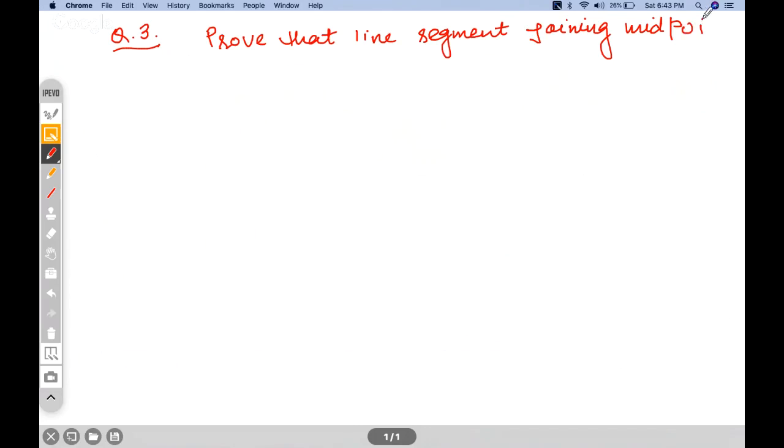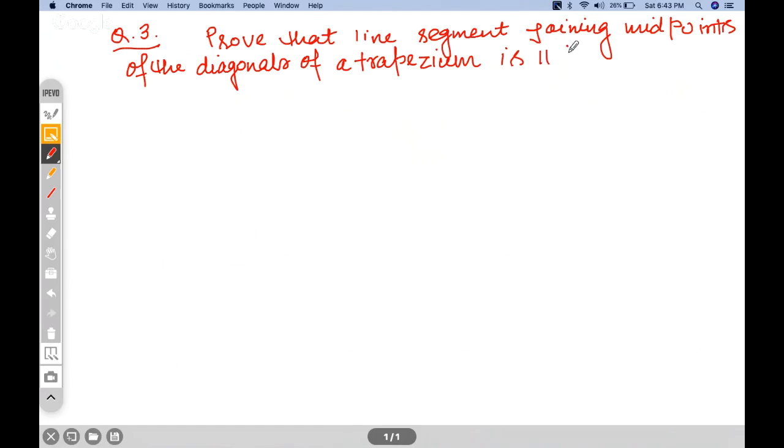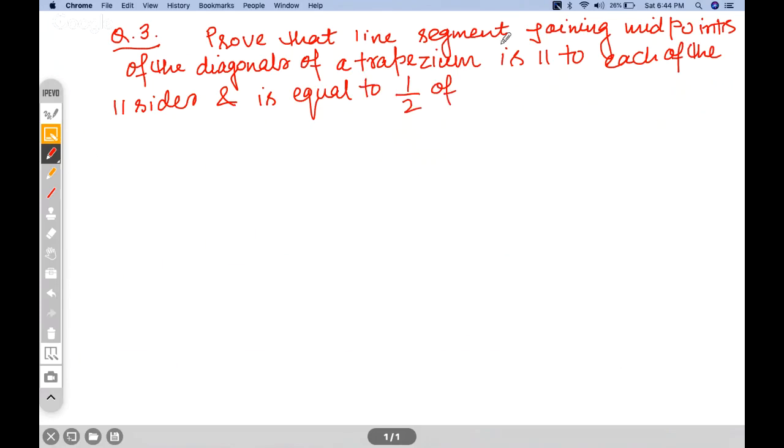Prove that the line segment joining midpoints of the diagonals of a trapezium is parallel to each of the parallel sides and is equal to half of the difference between the parallel sides.